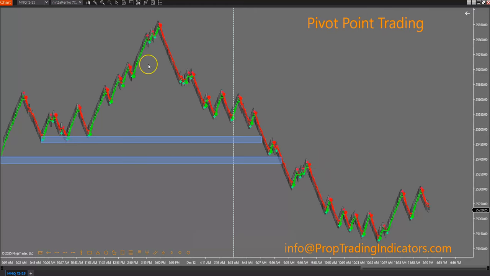We use the adaptive trend cloud indicator matched up with the PPG1 for those that want to do manual trading of the diamond and dots setup.